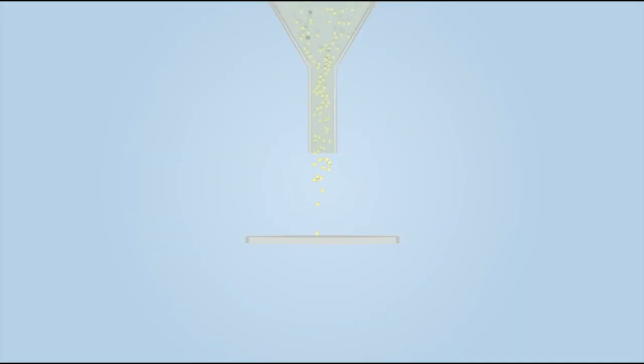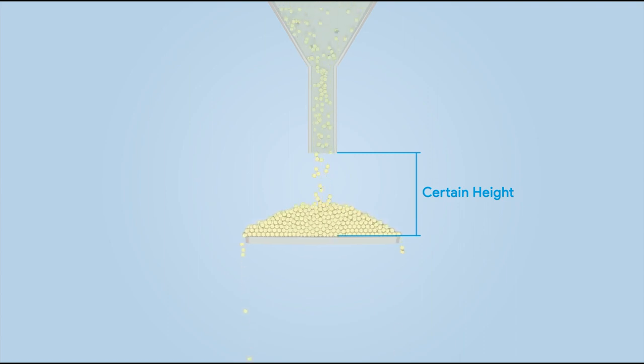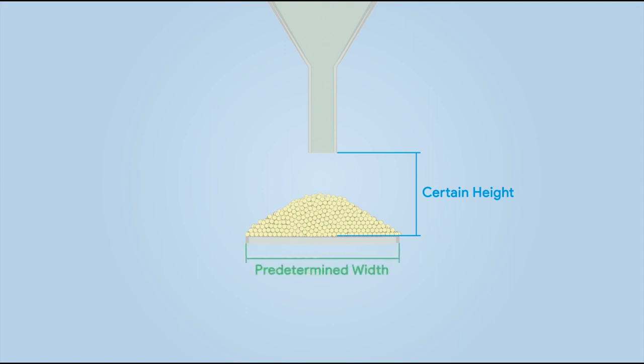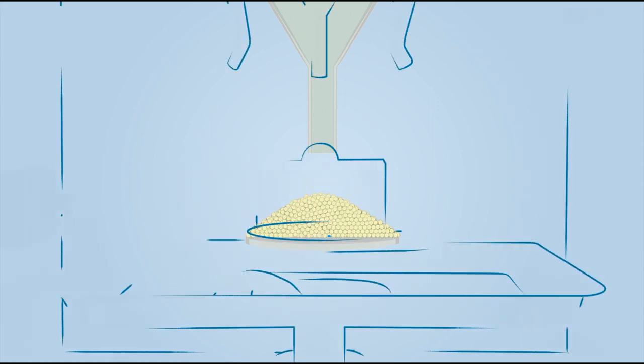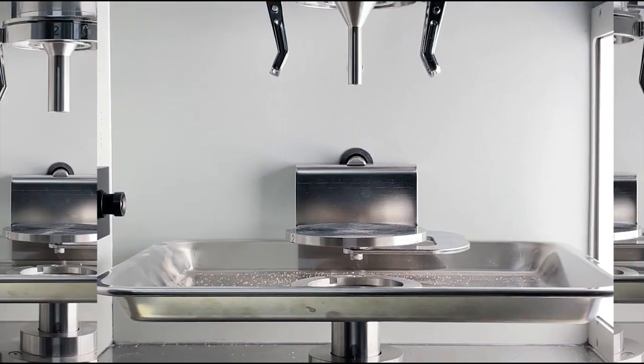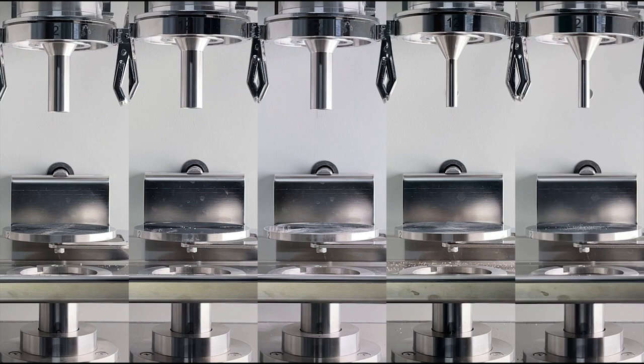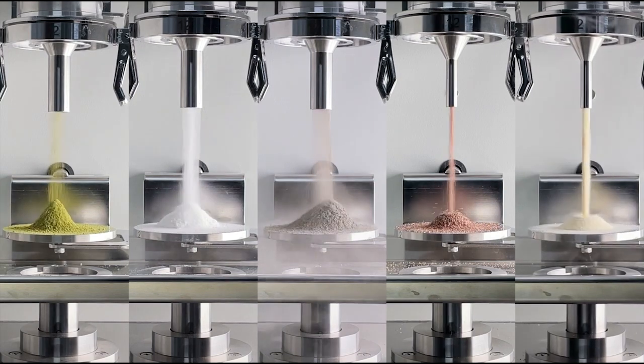In the fixed funnel method, the granular material is poured from a fixed funnel at a certain height onto a flat base. Then stop pouring the material when the heap reaches a predetermined width. A professional angle of repose tester will help you obtain an accurate and operator-independent result. Let us use the fixed funnel method to conduct a demonstration.